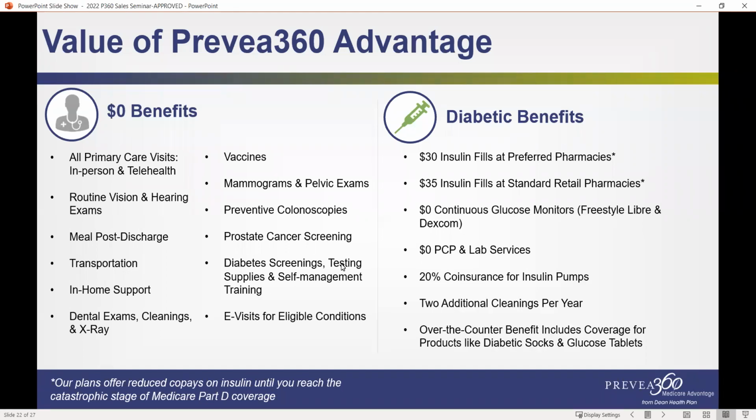And just note that those $30 and $35 insulin copays go until you reach the catastrophic coverage stage, at which you would pay 5%.